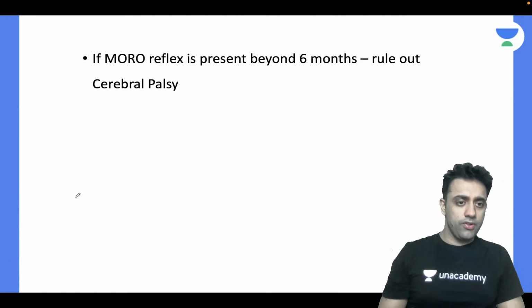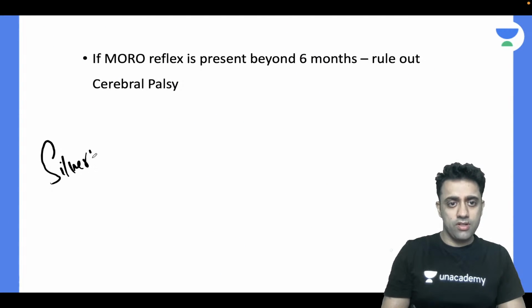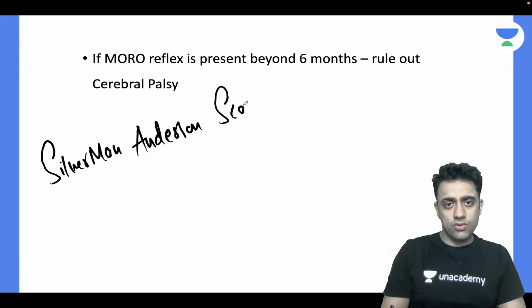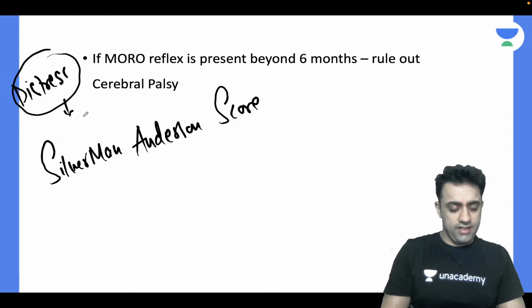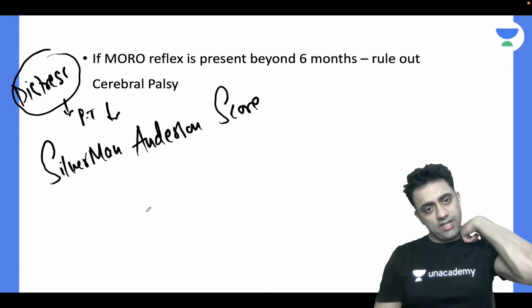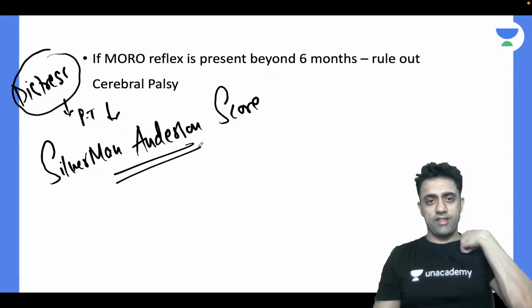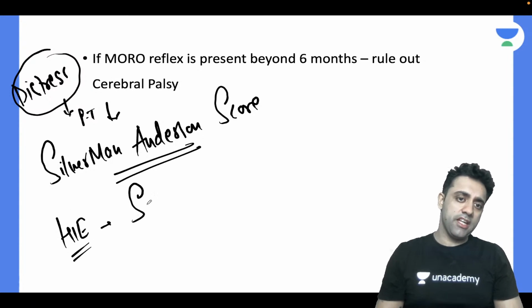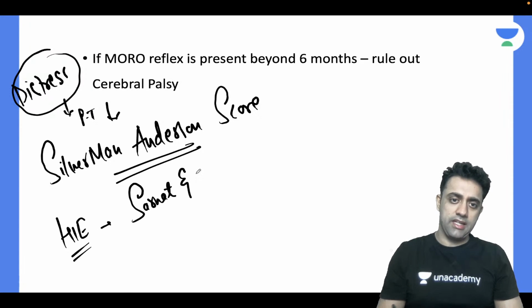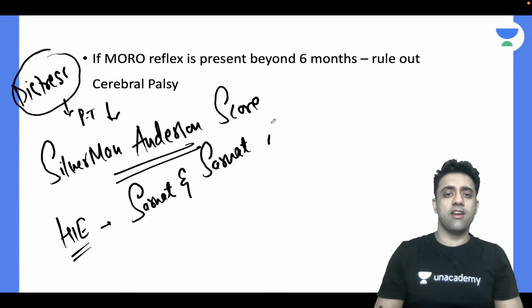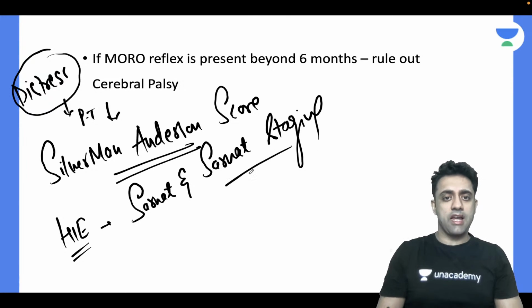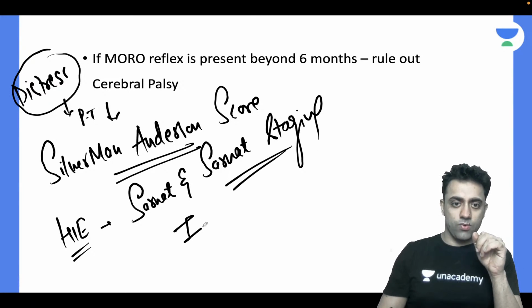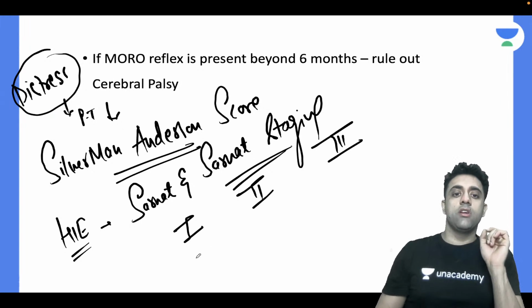Yes, very good. We use something known as the Silverman-Anderson score. Have you heard the name? It is the scoring system to assess distress in a preterm baby. Same goes for the staging of HIE: we have something known as Sarnat and Sarnat staging, which has stage 1, stage 2, and stage 3.